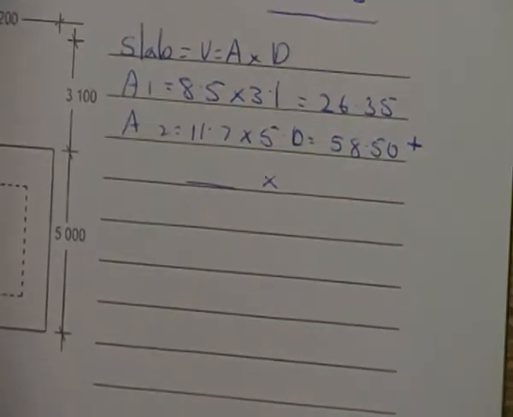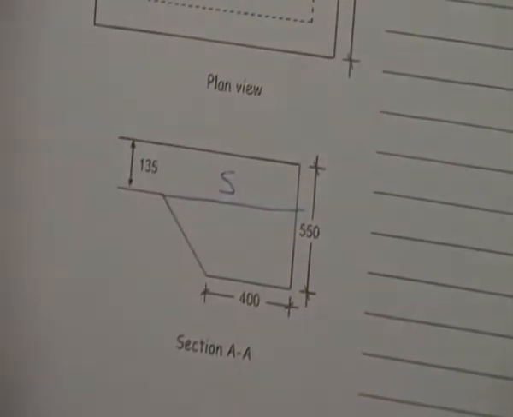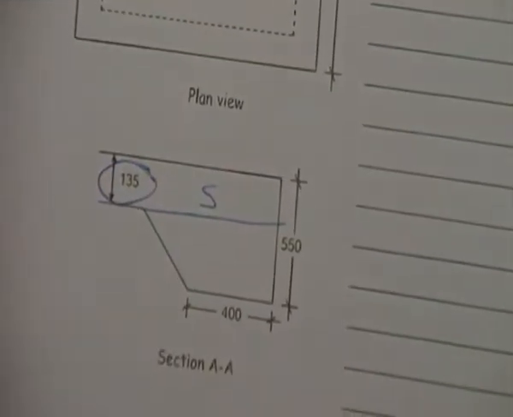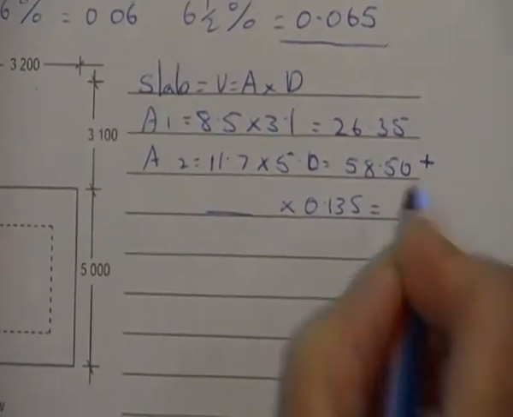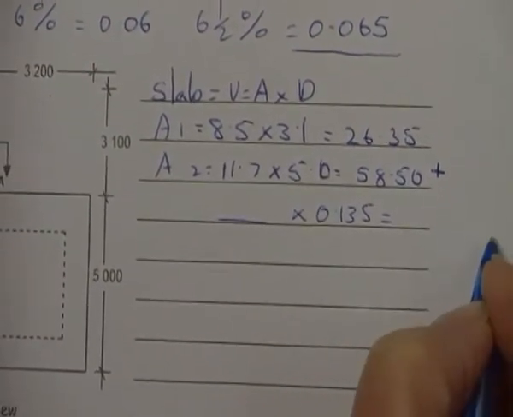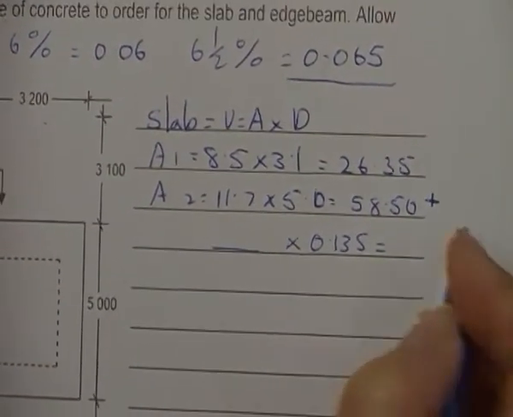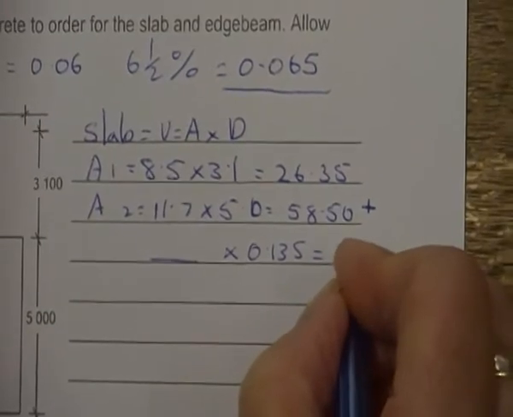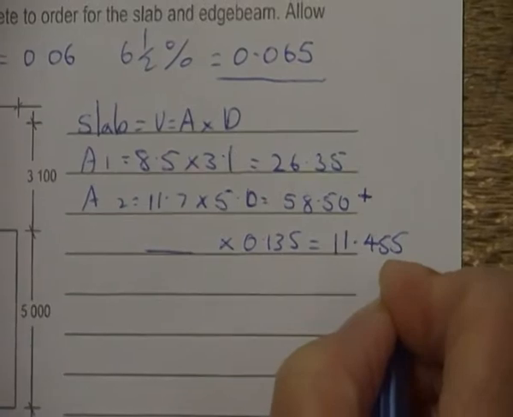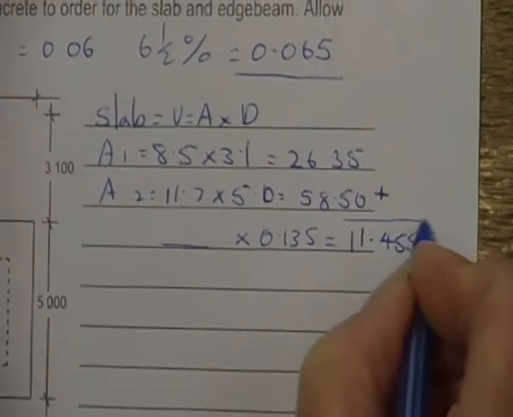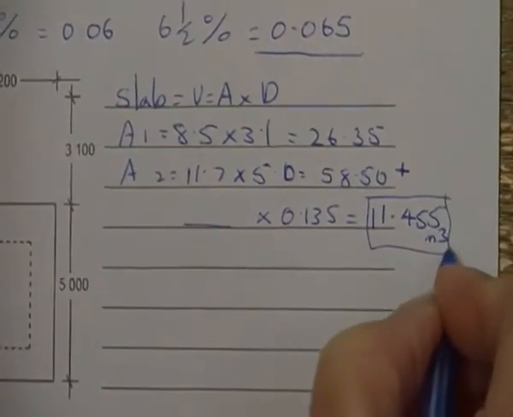We have to add those two answers together, and then the answer is times by, when we're looking at our slab, it's just facing the other way, but the same thing, 0.135. So the answer for the slab is 11.455 meters cubed. Now I want that answer, so I've put it in a box.